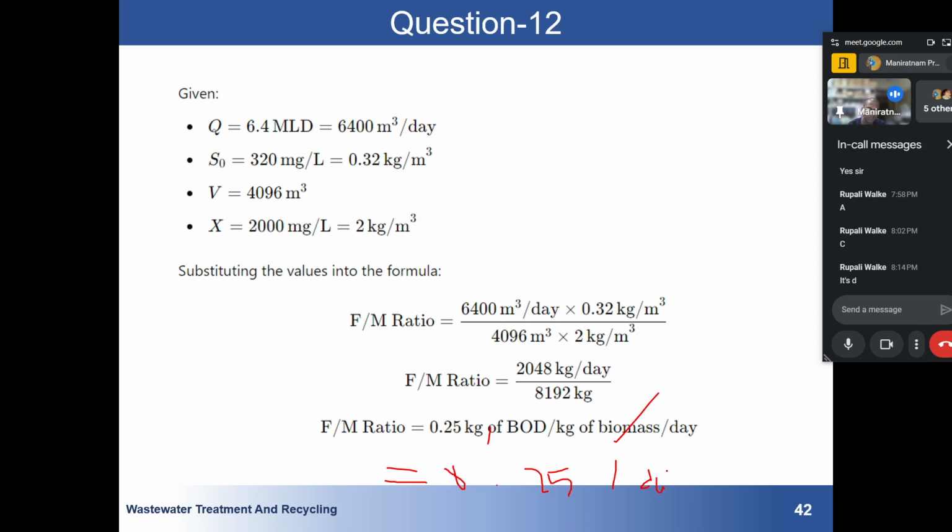The unit of this food to mass ratio is day inverse, that is day minus one. So although it is a ratio, it is not a unitless quantity. Okay, I hope this is clear to you.